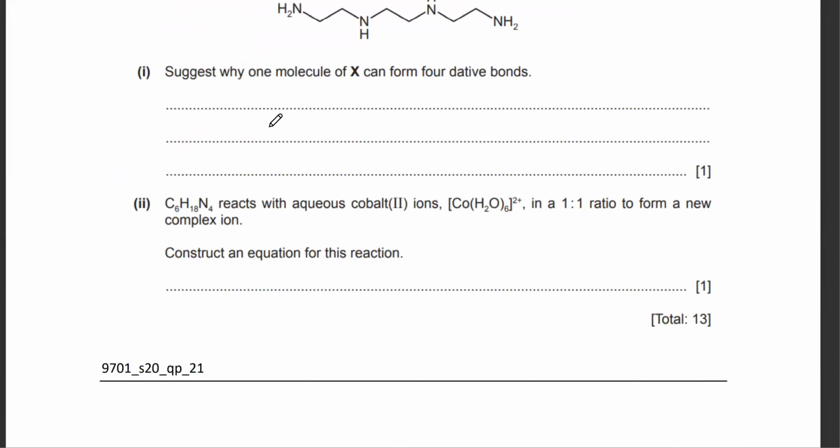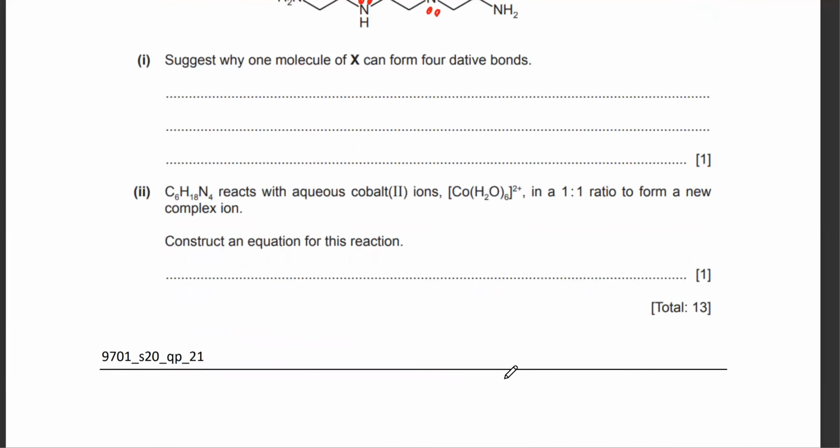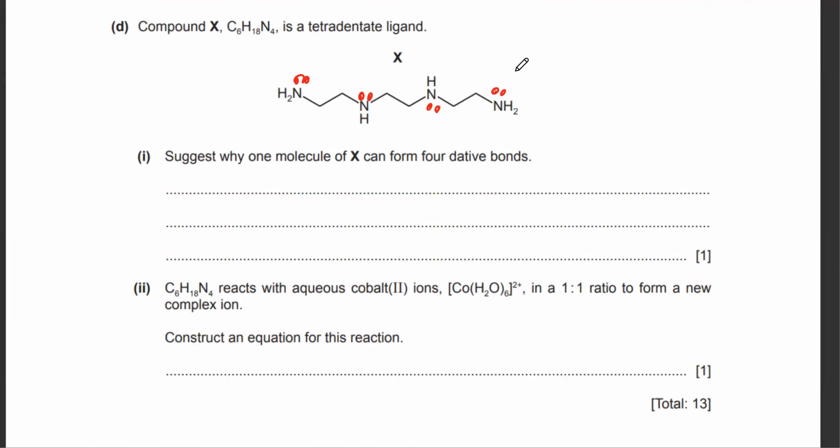So what suggests why one molecule of X forms 4 dative bonds? Because it's got 4 lone pairs. That's it. It's got 4 NH2 groups and it's got 4 lone pairs, right? And you can construct the equation for this. He's saying this thing reacts with cobalt 2 ions to form a new complex. It's this thing. So how many dative bonds can it form? It can form 4, right?